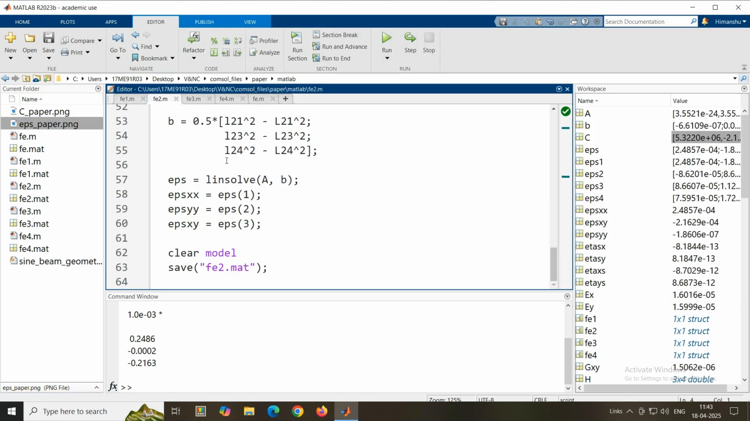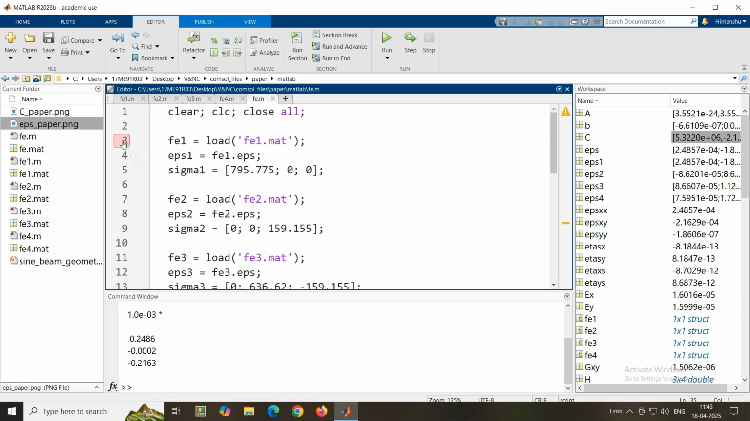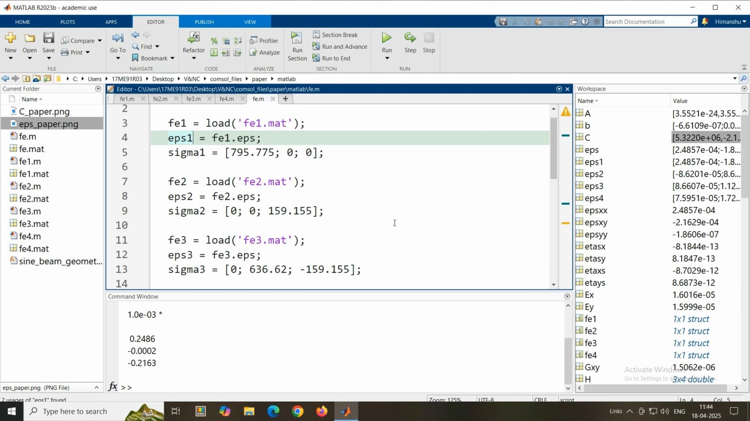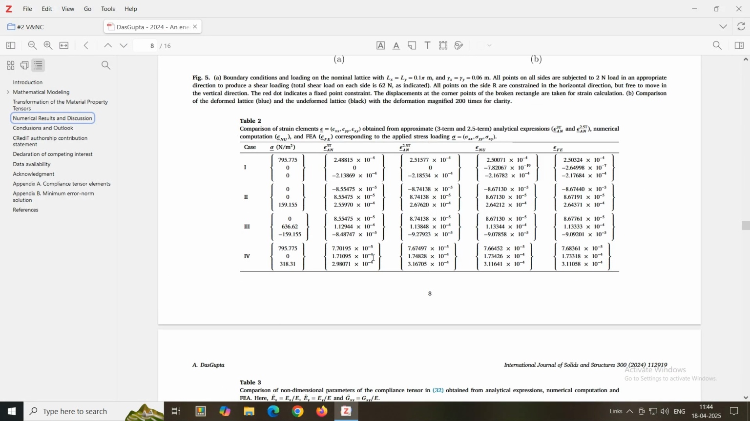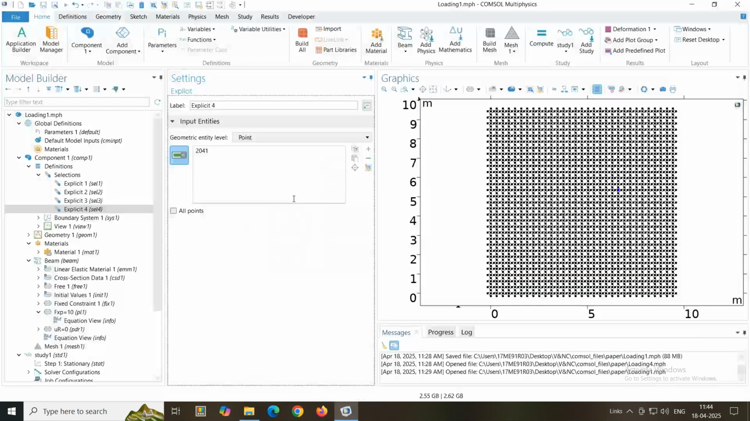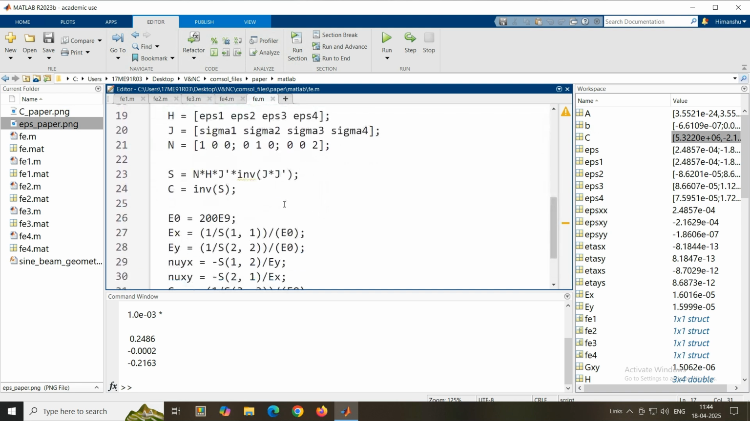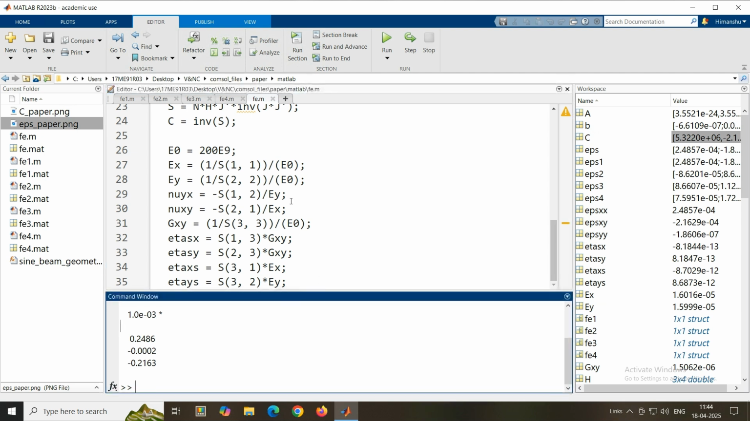Similarly, we do this for all the four cases to obtain the individual strains, and in this file I am obtaining the properties. It will read the individual MATLAB workspaces and obtain the strains, and the stresses are calculated based on the loadings that I have applied in my COMSOL model, and is also given in this paper here. This procedure is also described very well in the paper. So let me show the properties.